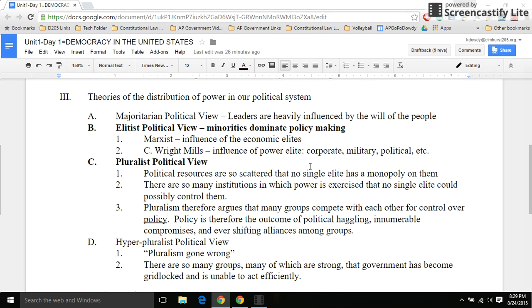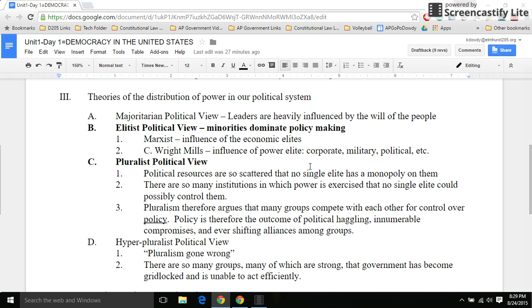The third view is the pluralist political view, the idea that you have plural, meaning more than one, many groups, and that there is no single elite that have power over our process of governing and passing laws and public policy. I do believe that we have a tremendous amount of groups in our country that have influence, although not one of them with the most influence.